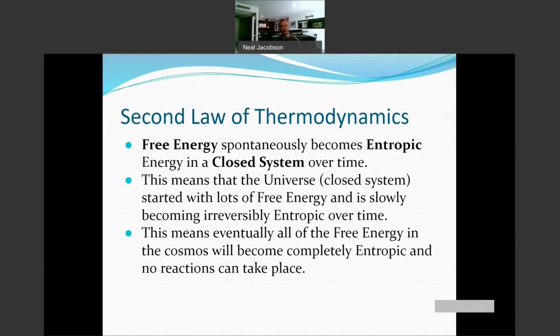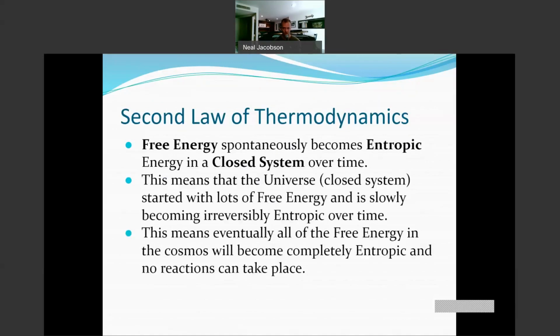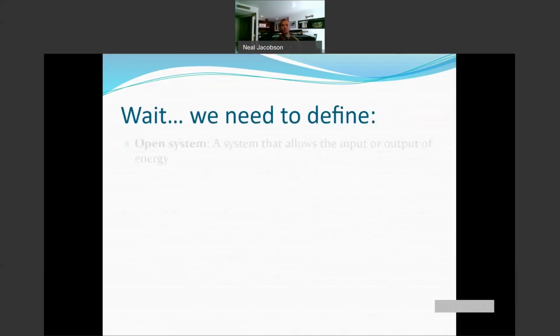Okay. So we still need to define what an open system is. We said what a closed system is: something that energy cannot come in or out of. But an open system is a system that allows the input or output of energy. An open system would be something like your body, where you're putting food in and pooping food out in a changed form. The food you're putting in your body is technically at a higher energy level. The stuff coming out of your body has a lower energy level.